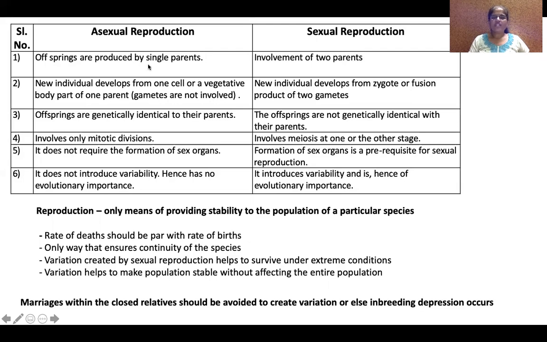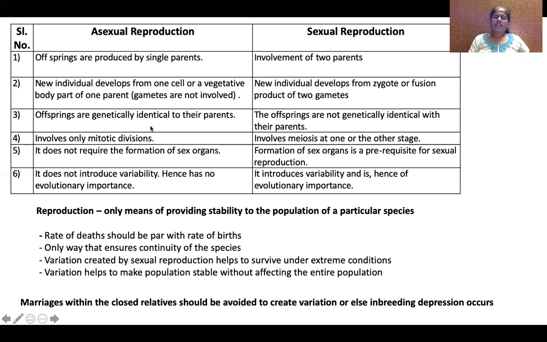In asexual reproduction, offspring are produced by a single parent, whereas in sexual, two parents are involved. Here, in vegetative reproduction, only a part of the plant or tissue is used for the development of a new individual. Gametes are not involved. Whereas in sexual, the fusion of male gamete and female gamete results in the zygote formation and thus leads to the new individual.